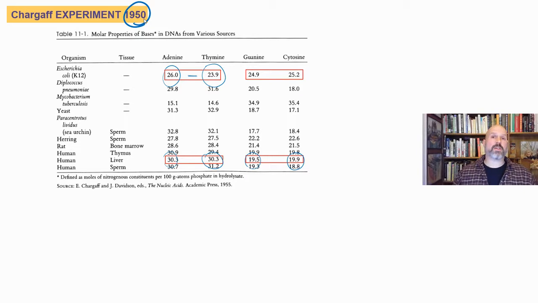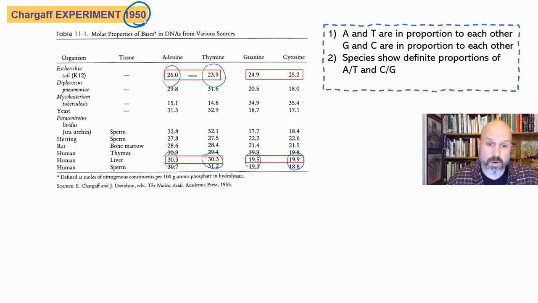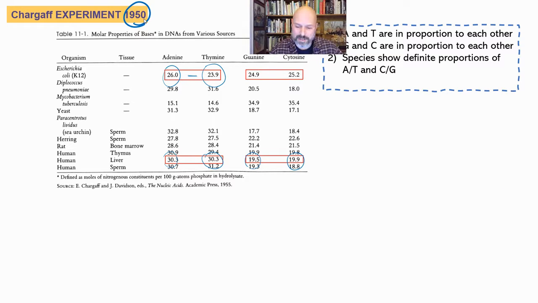But now in modern terms, we're able to nail it right down. And those proportions have really narrowed their standard deviation. They're very tight numbers now against each other. So what did Erwin show us? He said that A's and T's are in proportion and C's and G's are in proportion. And it was species specific. Species specific as well.